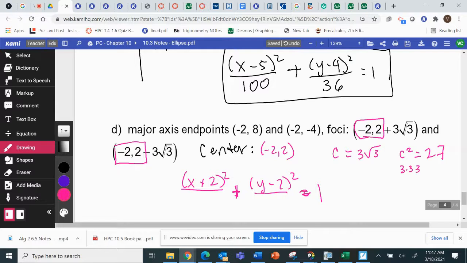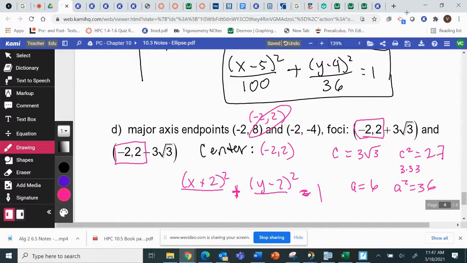So it says the major axis endpoints are at (-2, 8) and (-2, -4). I said 2, but I meant to say negative 2. Negative 2, 2 being the center of those, how far apart are they? 6 apart, right. So our a value is going to be 6. So a squared is 36.